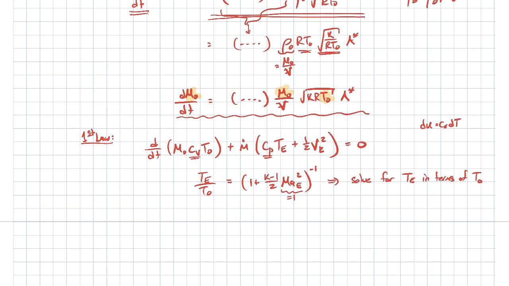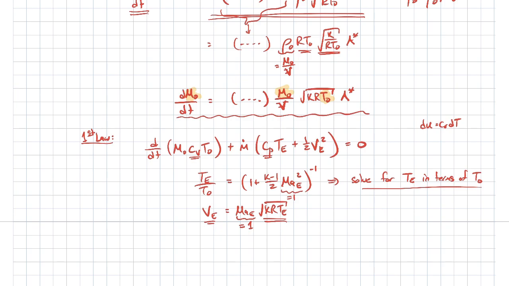Similarly, we talked before about how we can find the velocity at the exit. It's just the Mach number at the exit times the speed of sound at the exit. And of course, the Mach number at the exit while the flow is choked is 1. So we can find the velocity at the exit from this expression, where TE we just found up here.